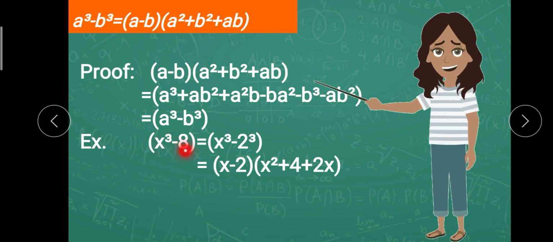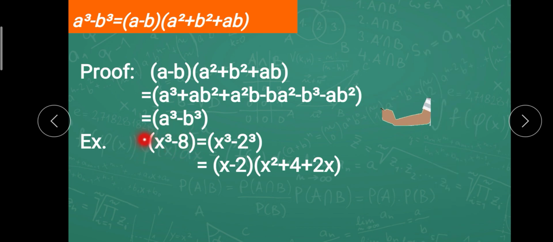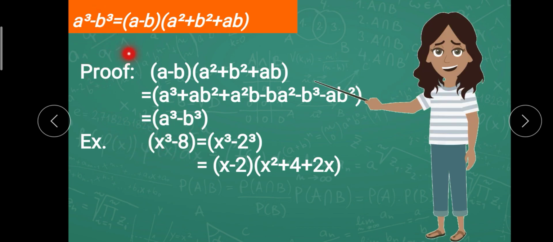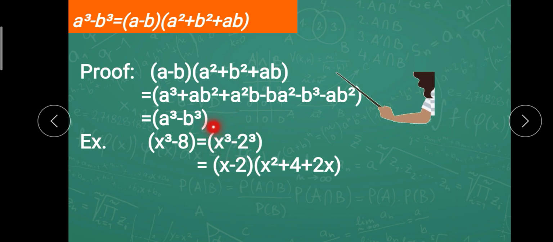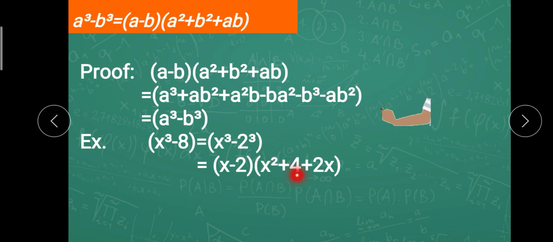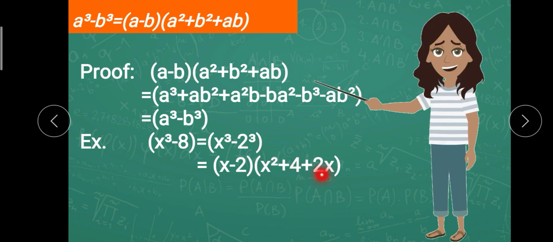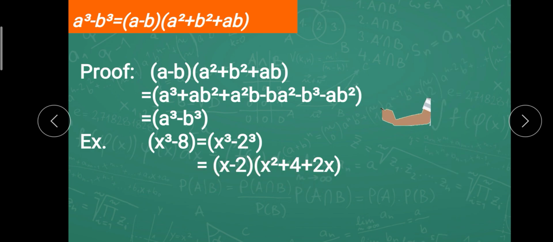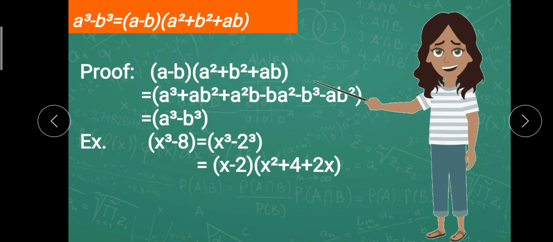Okay, so let us take an example. So we have x cube minus 8. So in order to make this equation similar to this form, what we will do, we will write 8 as 2 cube. Okay, so we have x cube minus 2 cube. So x cube minus 2 cube is equals to x minus 2, because we have a minus b. Then a square means x square, then b square means 2 square, which is 4, then plus ab, which is 2x.